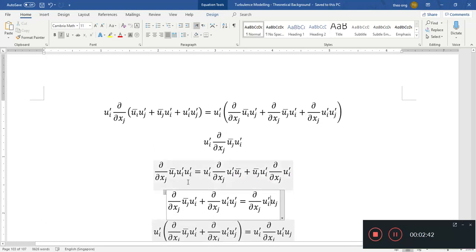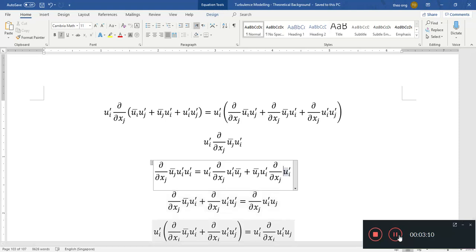So what do I mean by that? When I differentiate this, I'm trying to bring this term out, so I'm going to bring this term and paste it here. Okay, and by product rule, the other term will be these two terms on the outside and the differential of ui prime here. Okay, right, and then we try to deal with the other terms as well.